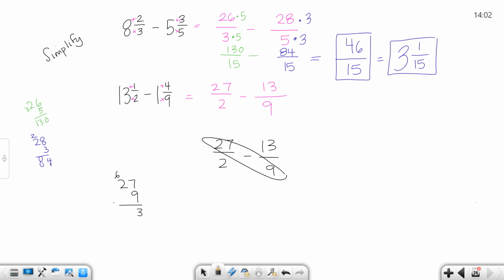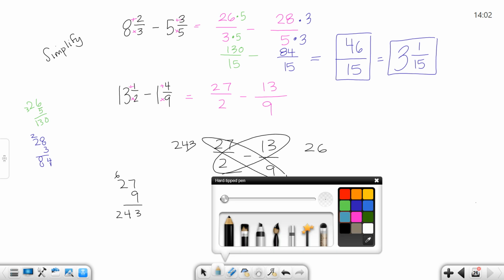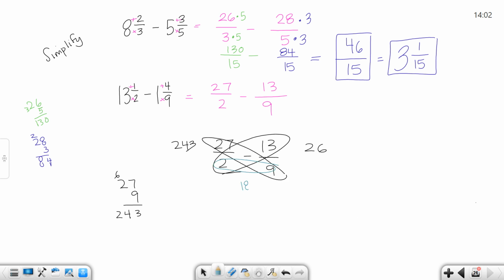Okay, so when I multiply it, I get 63 there. 2 times 9 is 18. I think I get a 24. That's what I get. So I get a 243 on this side. And on this side over here, I get 26. Remember, I also multiply across the bottom and I get 18. So I get 243 over 18 minus 26 over 18.